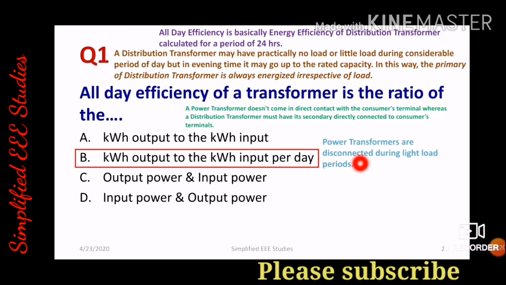Now let's move on to the next point. Power transformers are disconnected during light load period. So a power transformer will be operating only during peak load time, and at light load time it will be automatically disconnected. Whereas a distribution transformer will be operated 24 hours. That's the difference between power transformer and distribution transformer. Now let us have a brief discussion on one more comparative analysis.